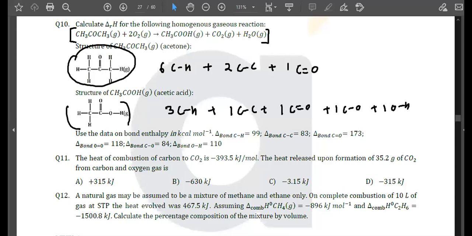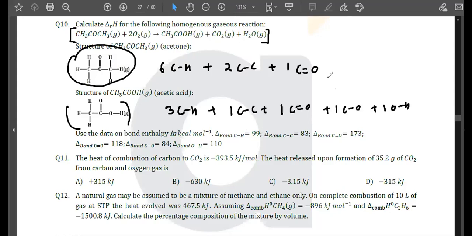Okay. Now let's see. What about O2? Again, OO bond, CO2, CO bond, H2O, OH bond. Everything is given, right? So either you can break down each and every reaction and just use Hess law, or you can just calculate delta H of overall reaction is equal to total energy absorbed minus total energy released.